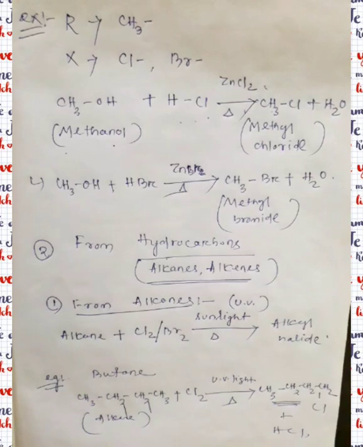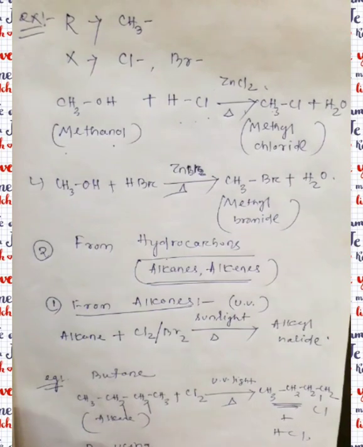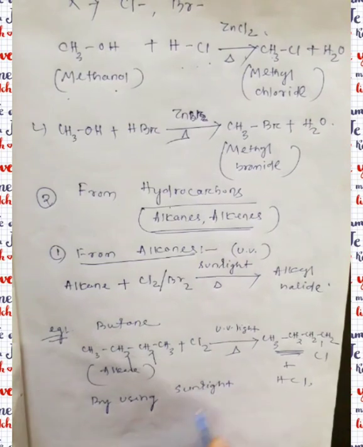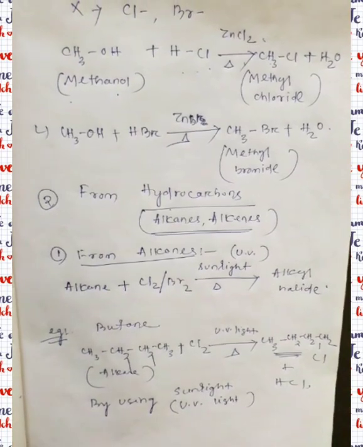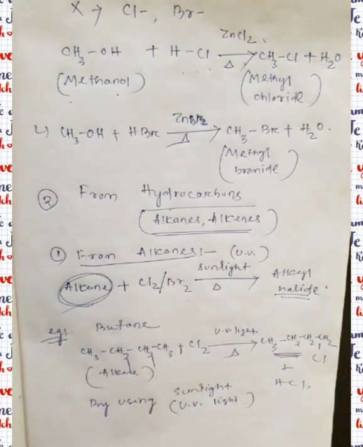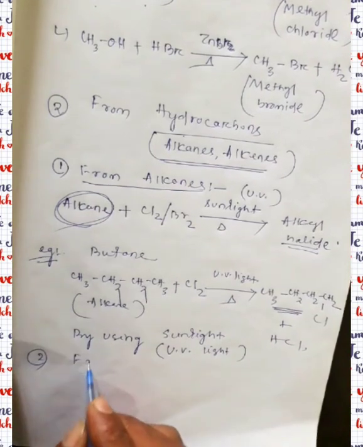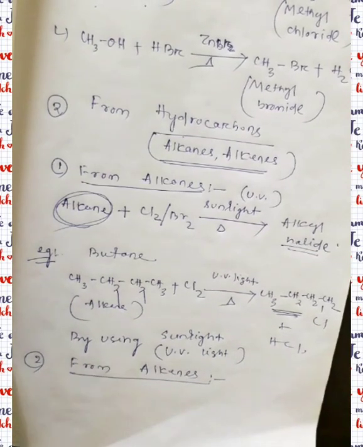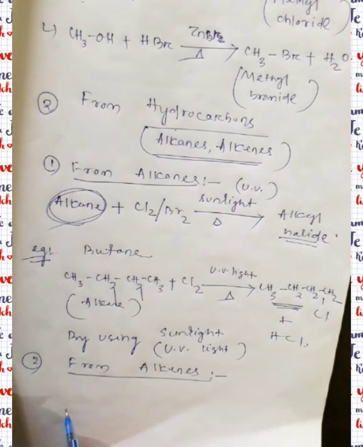This is the preparation of alkyl halide from alkane by using sunlight, means UV light. In the presence of UV light, alkyl halide is prepared from alkane. Now the second preparation from hydrocarbon is from alkenes. How alkyl halide is prepared from alkenes.